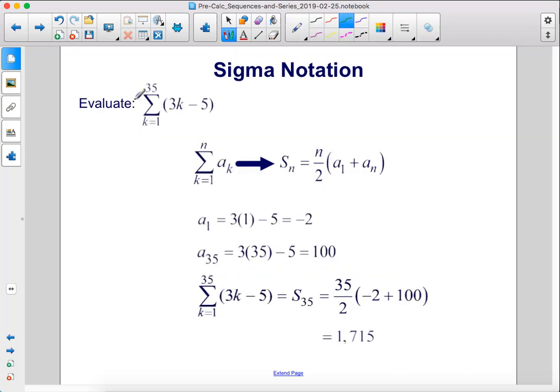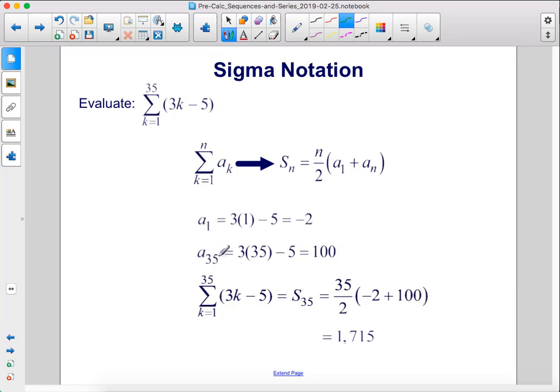Let's evaluate this sigma notation. First, we're going to change it over from sigma notation to our formula. So here, we need a sub 1, which is going to be when k equals 1. So when k equals 1 here, that's 3 times 1 minus 5, which is negative 2.